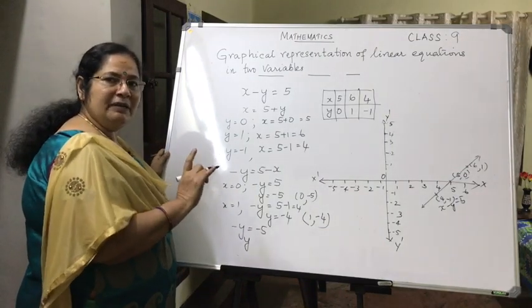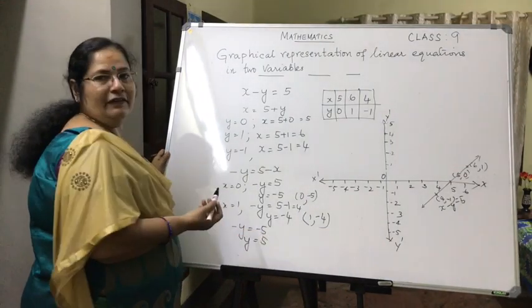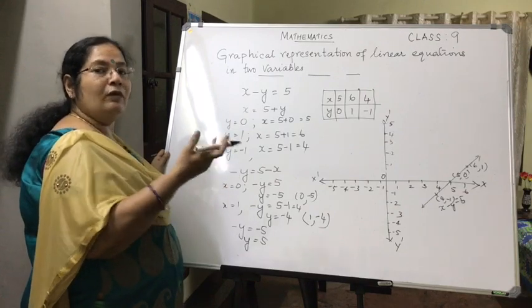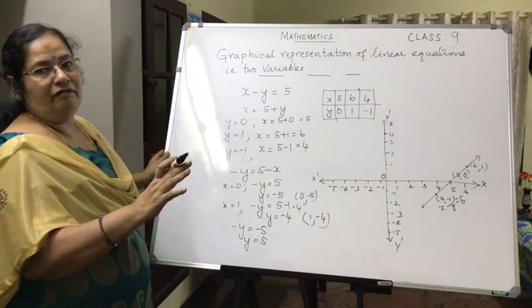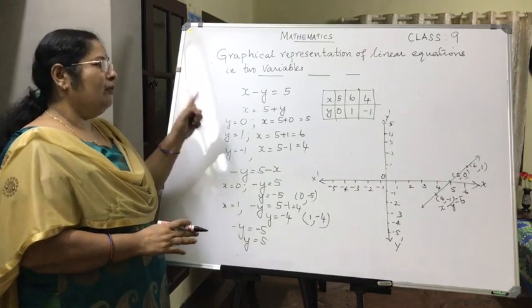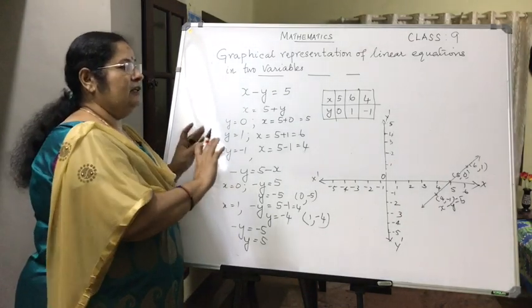Minus y is minus 5 means y will be 5. Minus y is minus 5, so y will be 5 itself. So understood how to do this? Now one more example we will be seeing to draw the graph.